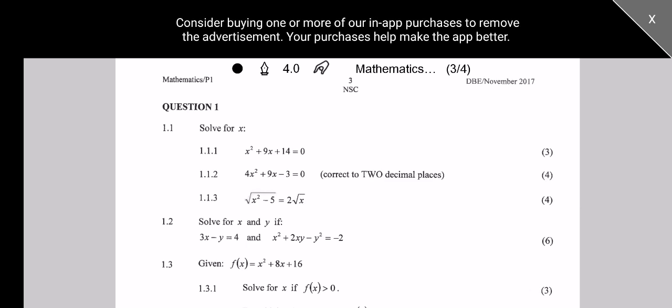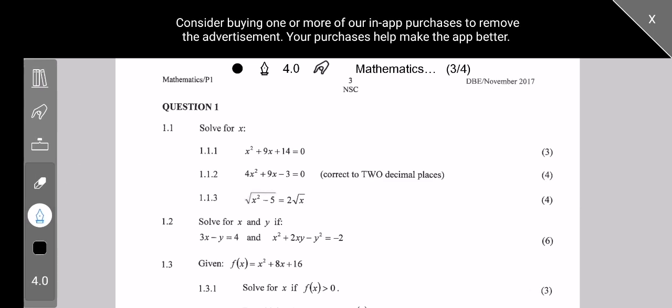Now, question 1.1.1. This is a solve for x question. Don't waste your time on this type of question. As you can see, the mark allocation is 3 marks. So let's quickly go into it.